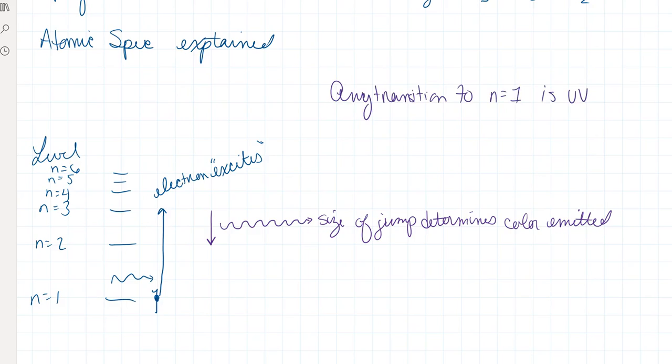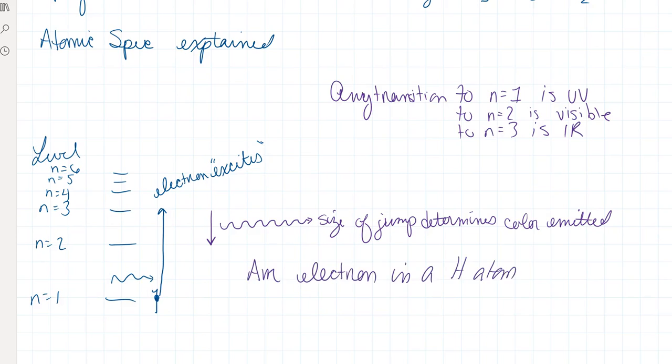Anything down to 2 is visible. And anything where it drops down, any relaxation to 3, is going to be infrared or IR. So let's do a quick example here. Let's take a look at a hydrogen atom, or an electron in a hydrogen atom, that relaxes from n equals 3 to n equals 2. Let's determine the color of light that's emitted.